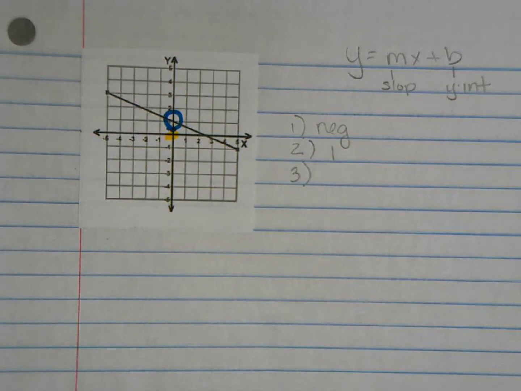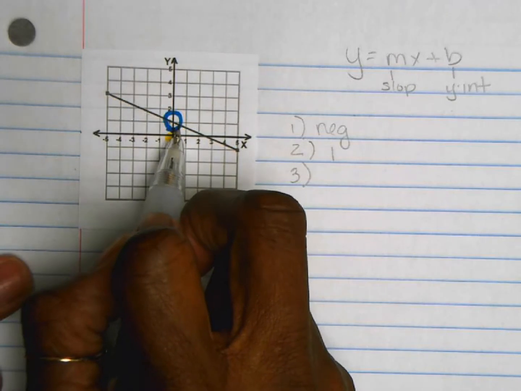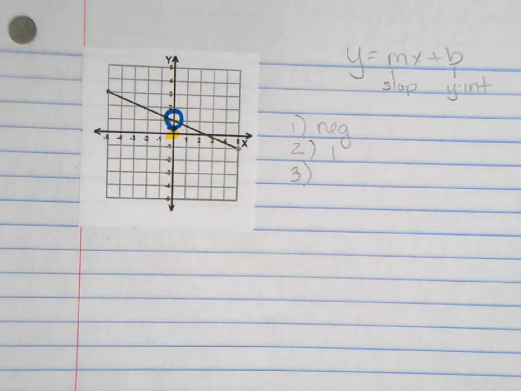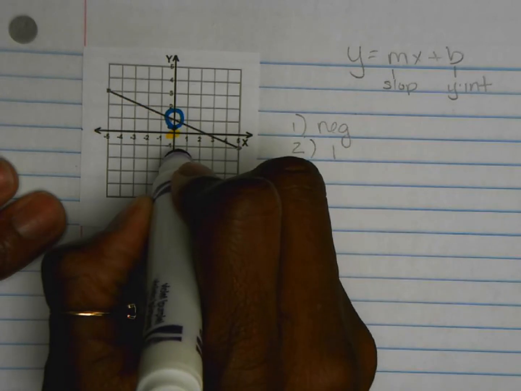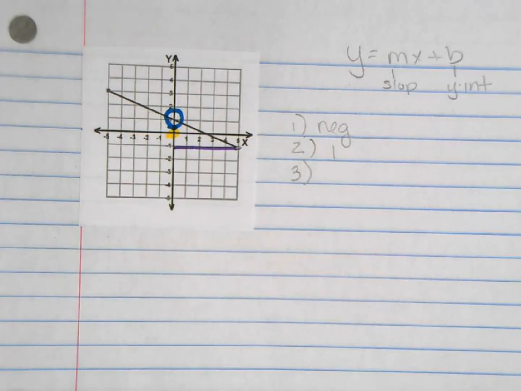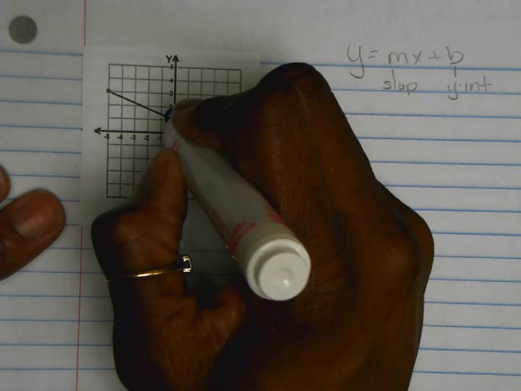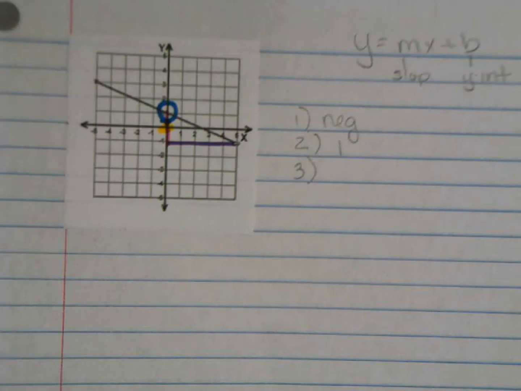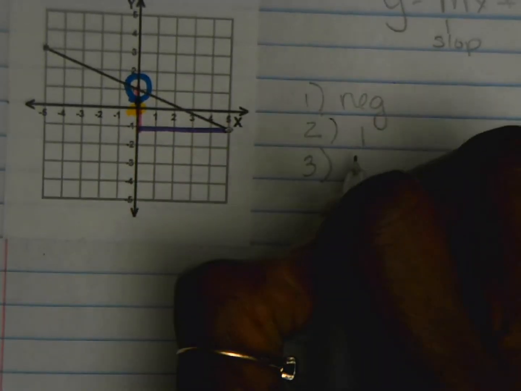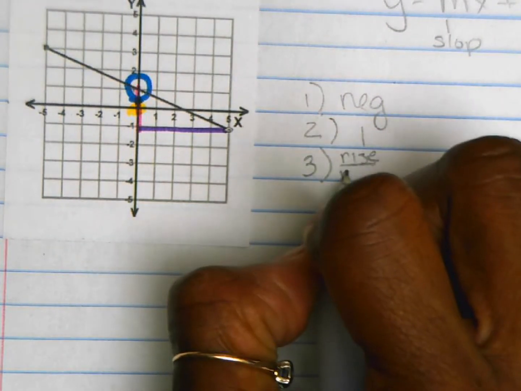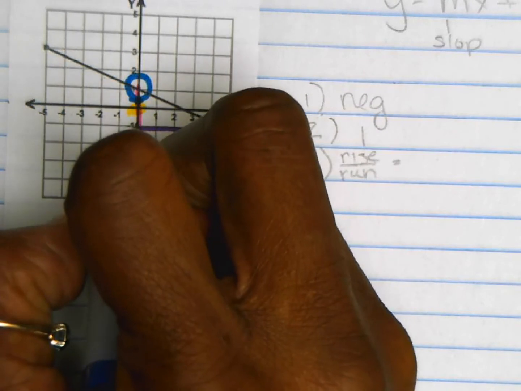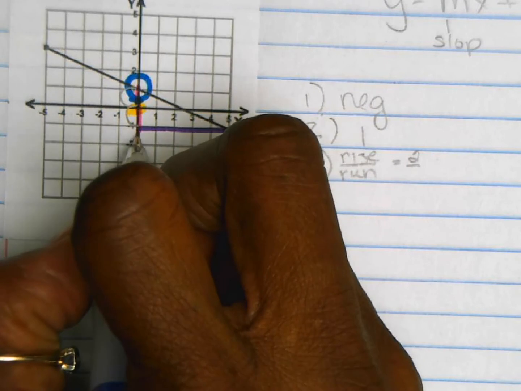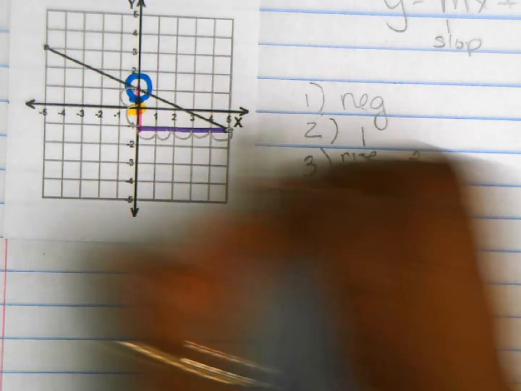So I need to find me another point. And if I follow my line, it's not that one. It goes all the way over here. So I need to see where they meet. I'm going to do my run first, and then I am going to do my rise. Now, if I count them, let me zoom in for you. Rise over run. My rise is 1, 2. And my run, 1, 2, 3, 4, 5.